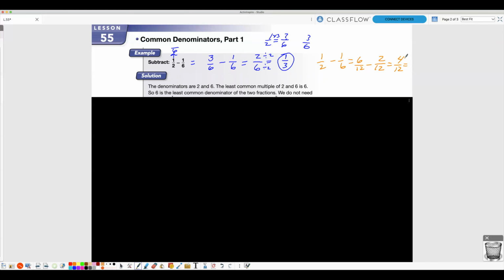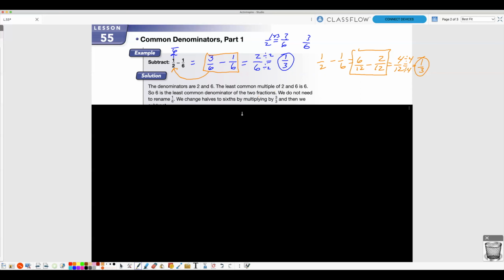And what's 4 divided by 4? And 12 divided by 4? Well, that equals 1/3. So you see, you still get the same answer if we renamed them with like denominators, and it happened to be a little bit different. Here it was 3/6 minus 1/6, which is just renaming the 1/2. If we accidentally or just didn't recognize that we could just rename the 1/2 into 3/6 and we rename them both, we could still end up with the correct answer in the end.